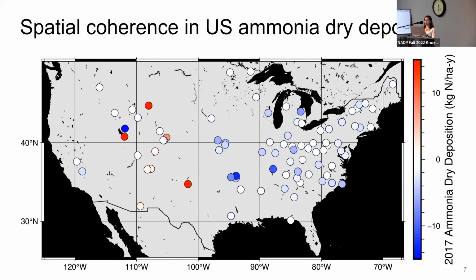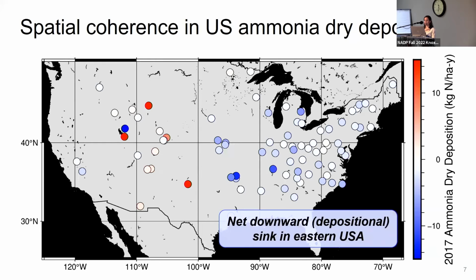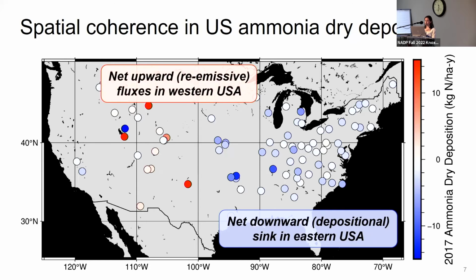One thing we found interesting in approaching this is we see some broad spatial coherence in terms of the patterns this framework seems to suggest are represented through ammonia dry deposition. So in the eastern US, we see that there seems to be a net downward or depositional sink for ammonia, whereas out west, we're finding net upward or reemissive fluxes. And so, with this framework, we can try and take a closer look and ask, why might that be the case? What's driving the patterns we're seeing here?